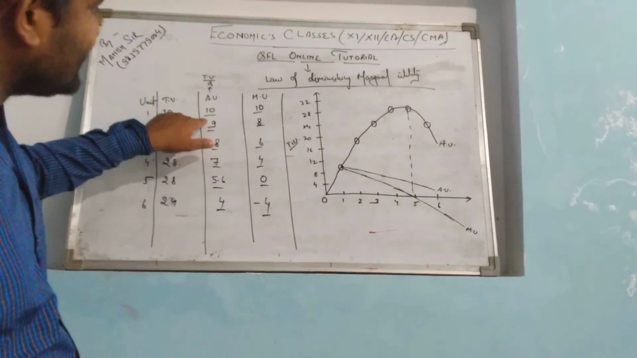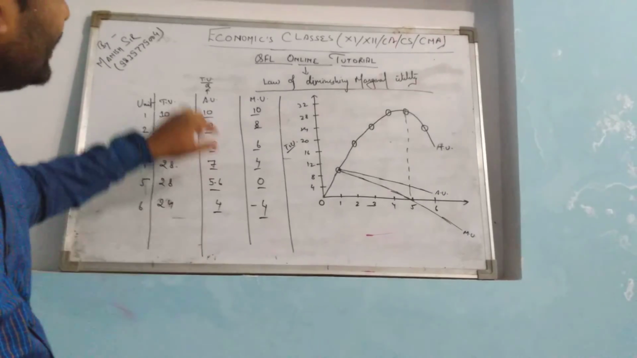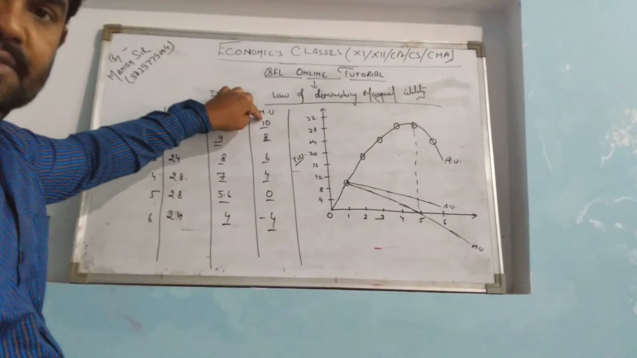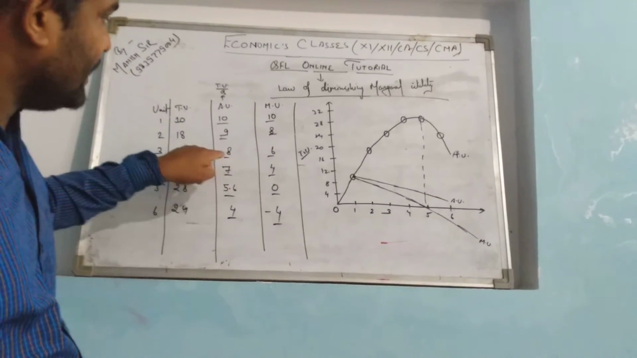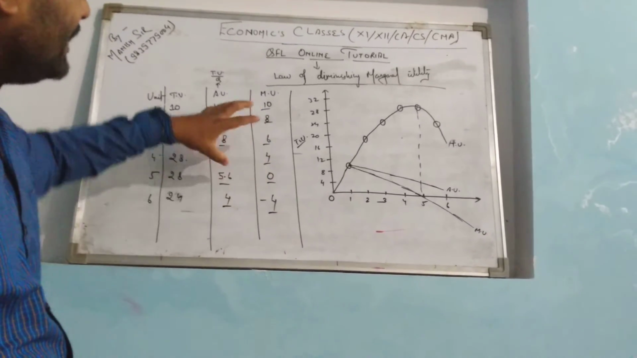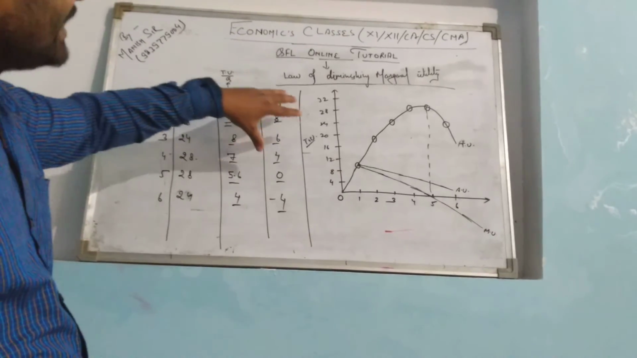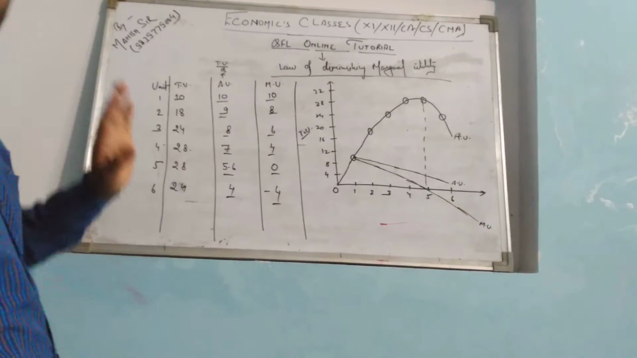MU is always less than AU. Just see 10 and 10: from the very first point they are common. But at the second point AU is 9 and MU is 8, then 8 and 6, 7 and 4. That means MU will always be less than AU.